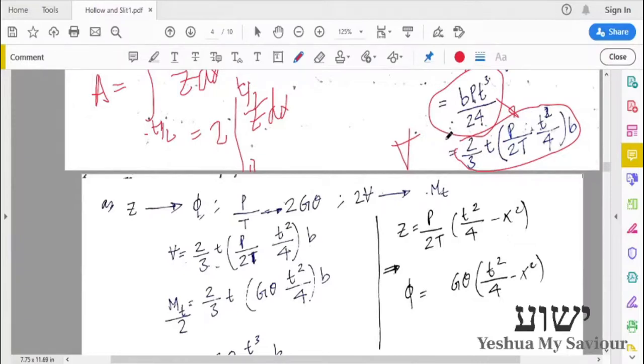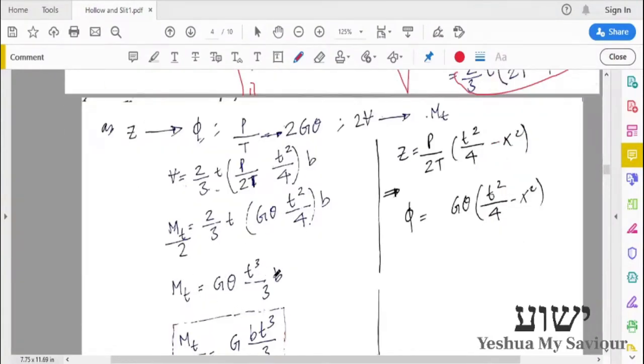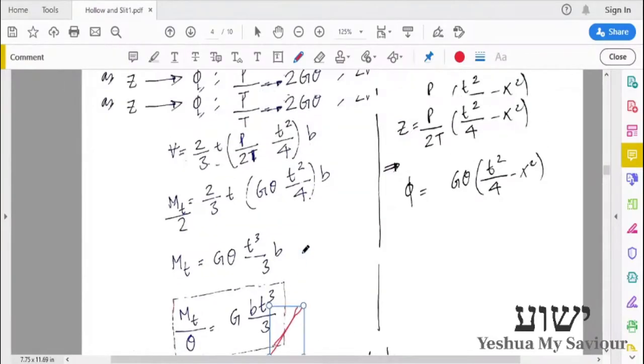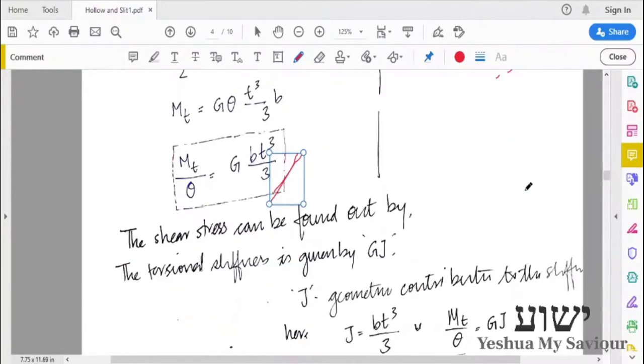Okay, and if I apply the membrane analogy, when z tends to phi, p by t tends to d theta, and then 2v tends to mt. So the torque transmitted is given by replacing p by 2t by d theta. We get the torque transmitted as d theta p t cube by 3. And the shape of the stress function is given by g theta times t square by 4 minus x square.